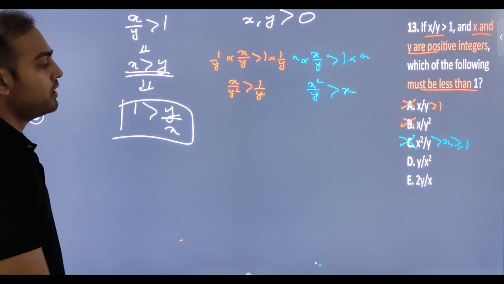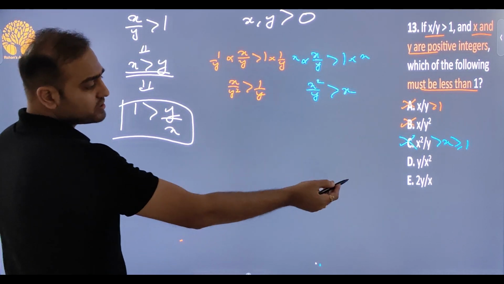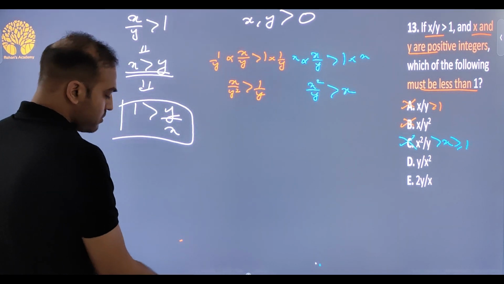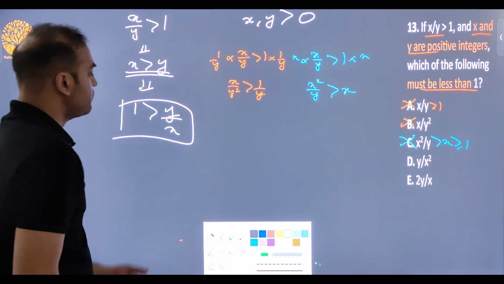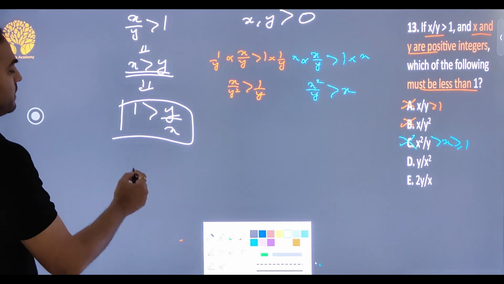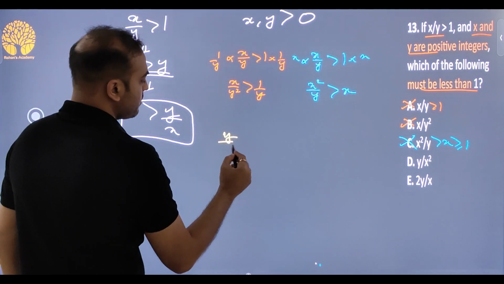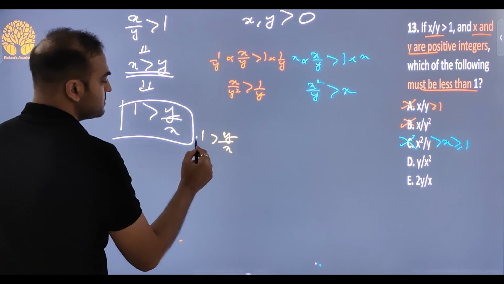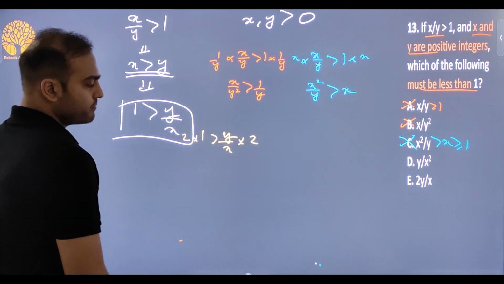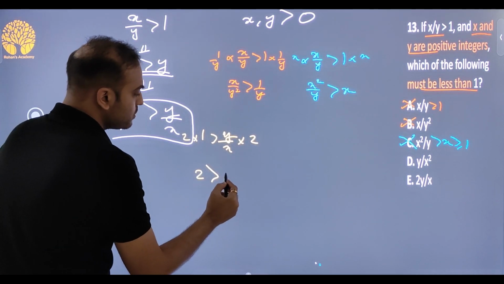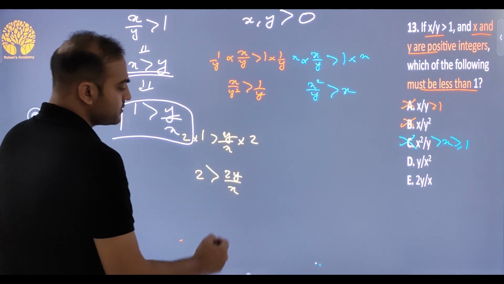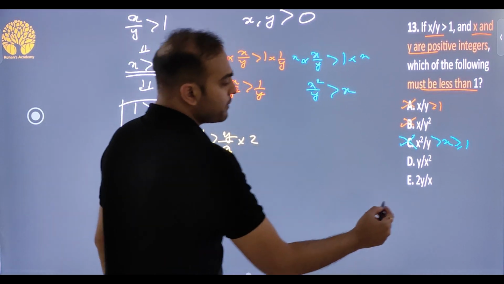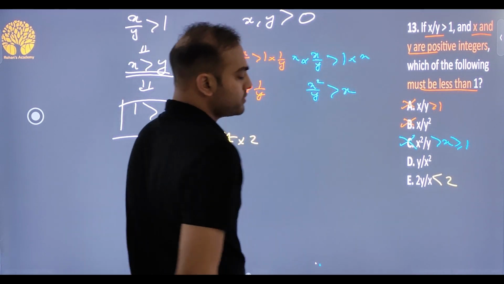Okay. Let's look at the fifth option because it looks similar to y by x. We know y by x is less than 1. Let me multiply both sides by 2. So I get 2 greater than 2y by x, or basically 2y by x is less than 2.